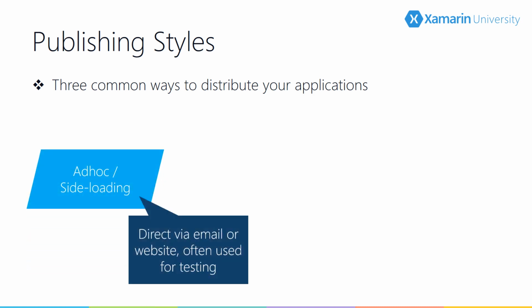First, you can distribute them directly to your customers. This is often called ad hoc distribution or side loading, and Android supports this type of distribution without any restrictions. Apple and Microsoft, however, only allow this distribution style for testing, and they limit the number of devices you can deploy to with this approach.